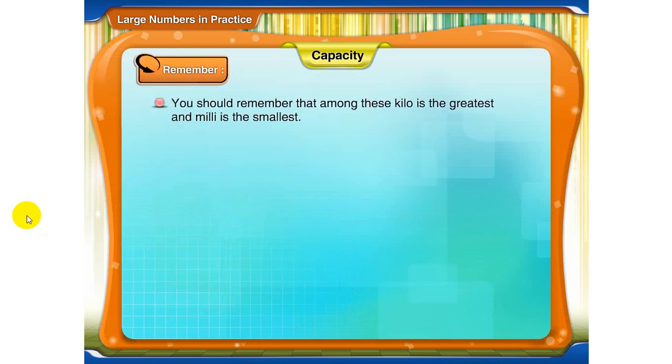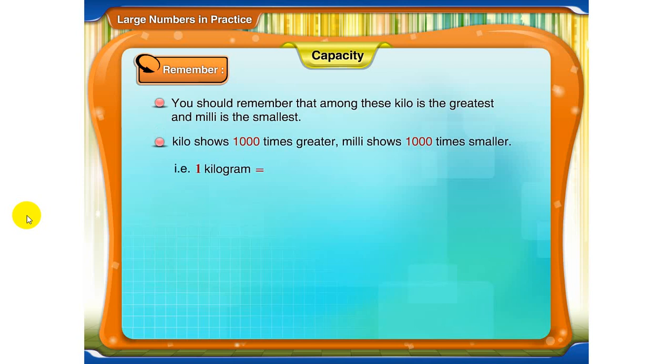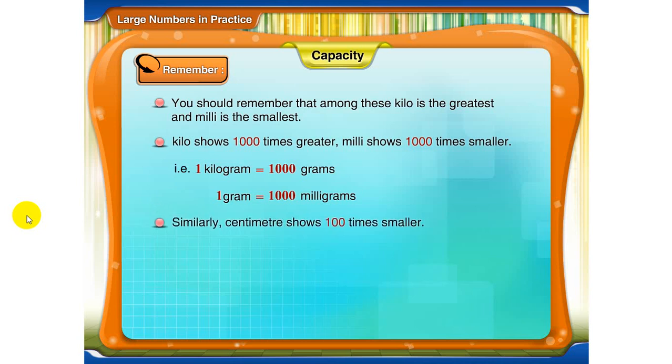You should remember that among these, kilo is the greatest and milli is the smallest. Kilo shows 1000 times greater. Milli shows 1000 times smaller. That is, 1 kilogram is equal to 1000 grams. 1 gram is equal to 1000 milligrams. Similarly, centi shows 100 times smaller. That is, 1 meter is equal to 100 centimeters.